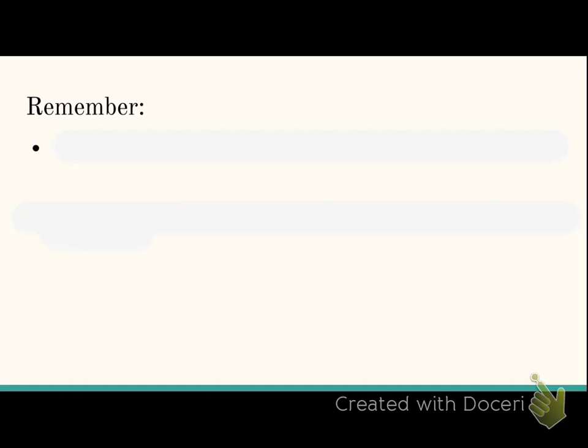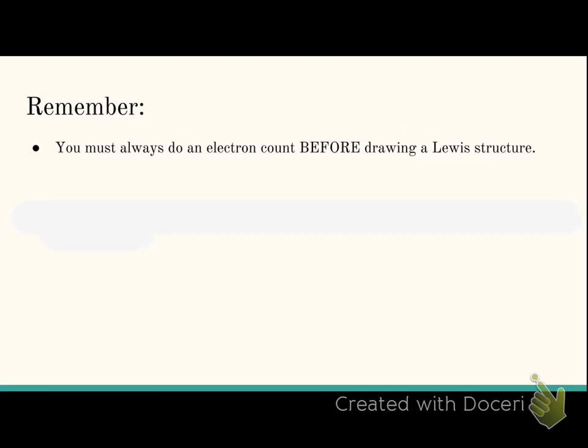So some things that you should remember: you always have to do an electron count before drawing a Lewis structure. And then let's go ahead and add in, nope, that's not what I want. I want this to say after. Before and after, because drawing it before is not enough if you don't go back and check how many after, because that after is going to determine for us: do I need those multiple bonds? Do I have more in my Lewis structure than what I have available?